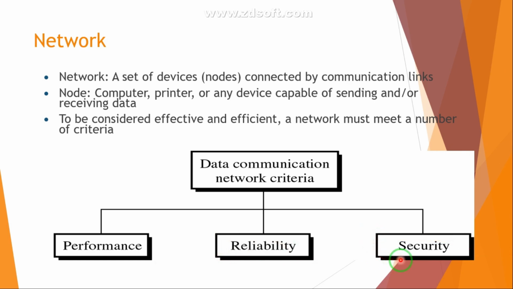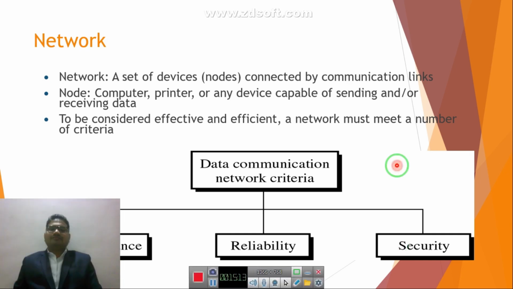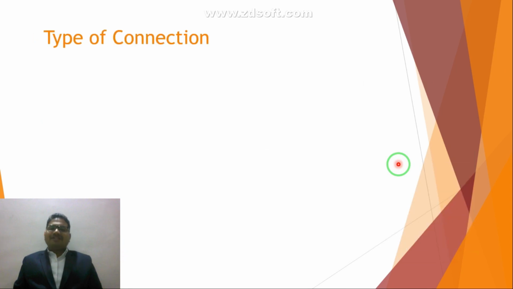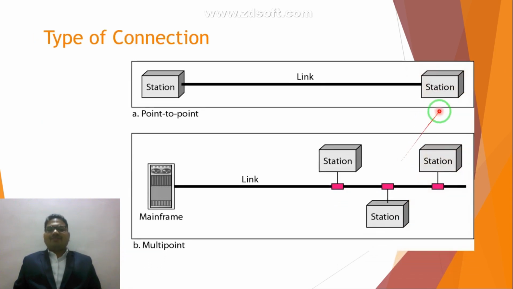And next, guys, it is security. Security means protecting data from unauthorized access. So I hope you understood the network criteria. After this, types of connection. Basically, there are two types of connection: point-to-point connection and multi-point connection.